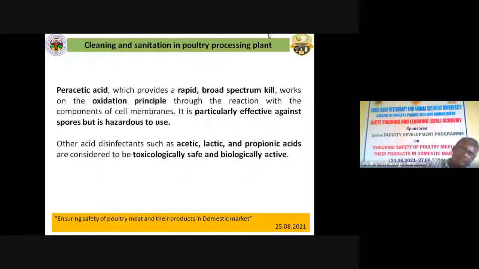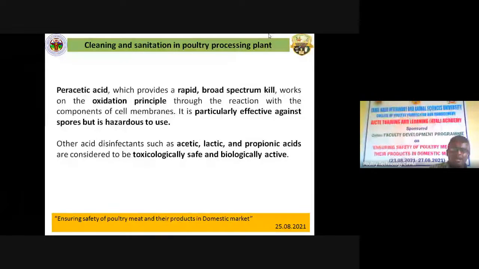Then the other agent that is used as a disinfectant is peracetic acid. They also provide a rapid effect, and they possess a broad spectrum of activity. They act by oxidation principles. They bring about oxidation in the cell membrane, and that way induce a free radical reaction. That way they ensure the killing of microorganisms. They are also effective against spores. However, they are hazardous to use.